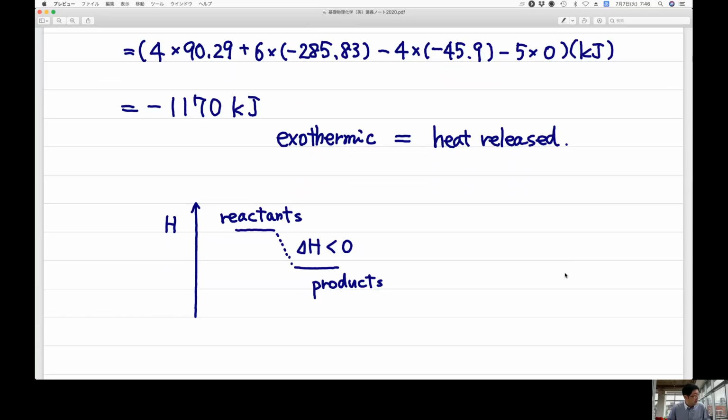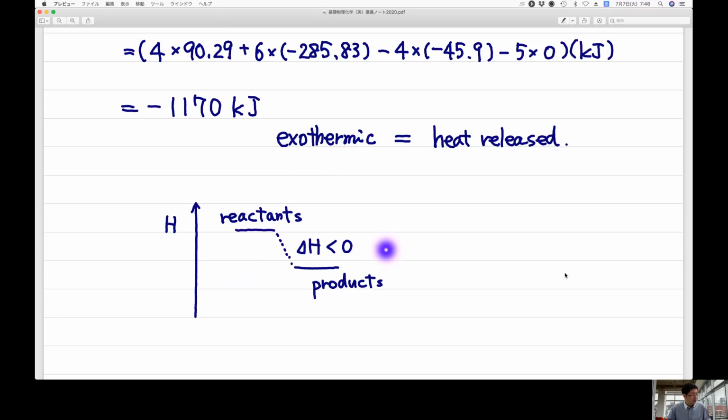And again, here you can see the change of the enthalpy is the change of the heat state between these two states, reactants and products. And if you observe the delta H is negative, in that case we call this reaction exothermic. And in that case, we can observe the heat released from the reaction.